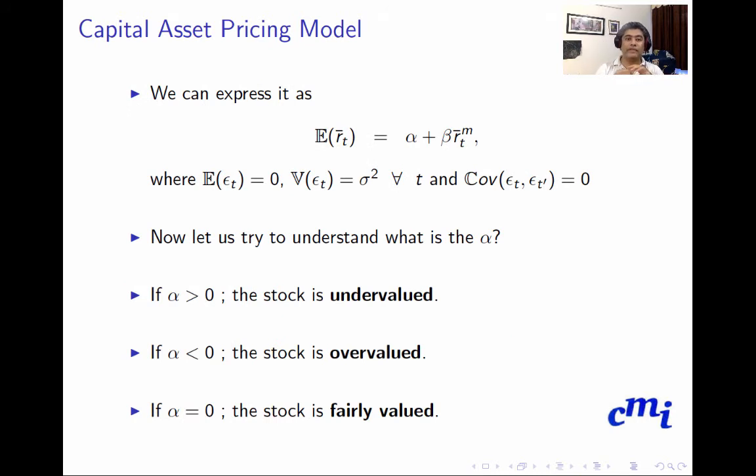So what does it mean? It means if alpha is greater than 0, we can say the stock is undervalued. If alpha is less than 0, then we can say the stock is overvalued. And if alpha is equal to 0, we can say the stock is fairly valued. The price is the fair price.